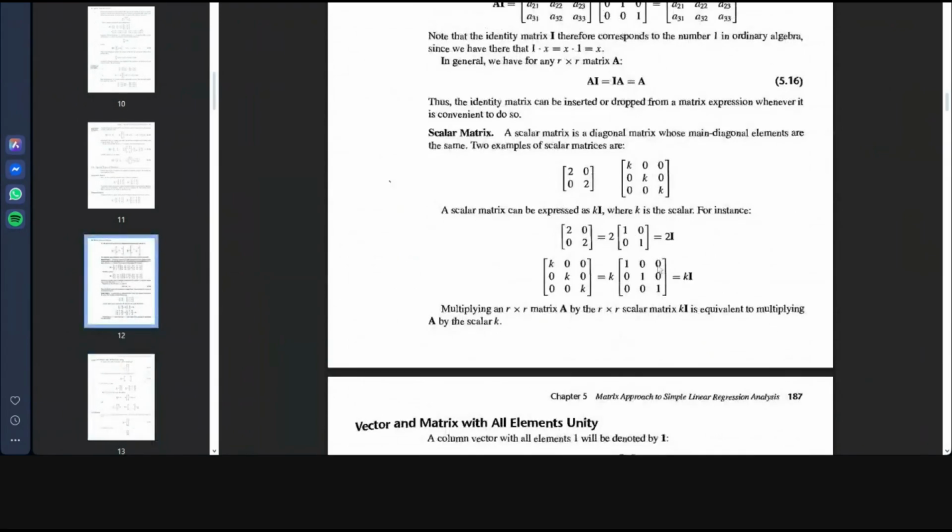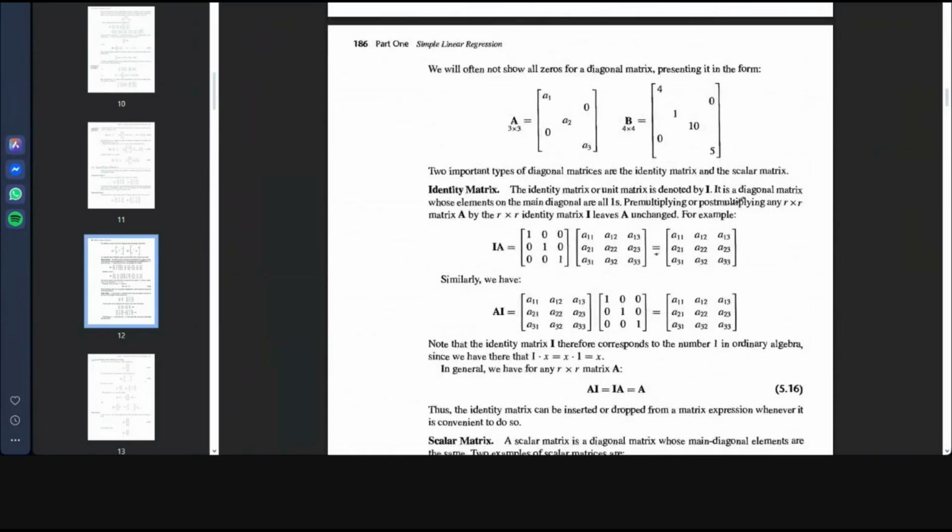A few important special matrices. One is the identity matrix. The identity matrix has the analogous role of the number 1 in real numbers. The number 1, if you pre-multiply or post-multiply with any other number, doesn't change that number. So the identity matrix is the matrix analog to that. If you take the identity matrix and pre-multiply it or post-multiply it, it doesn't do anything. So AI is IA is A.